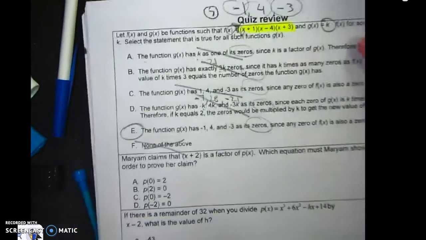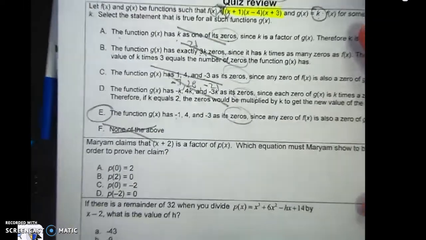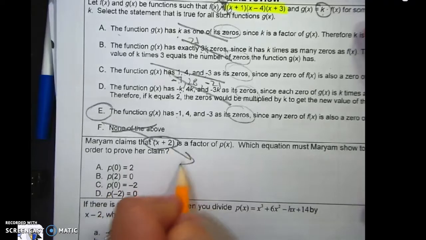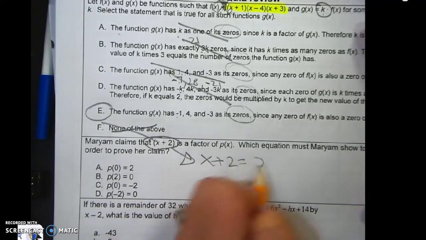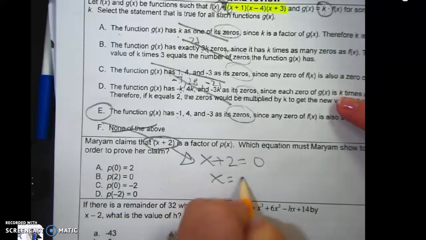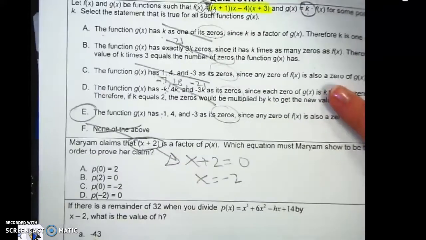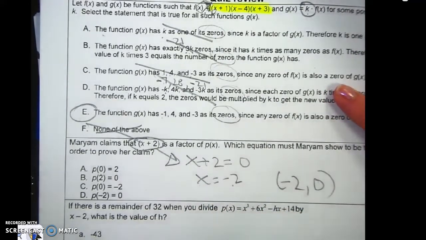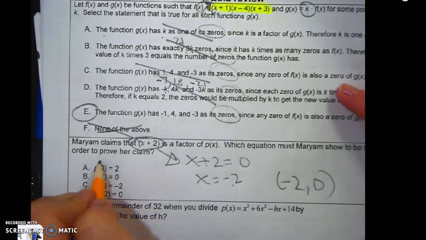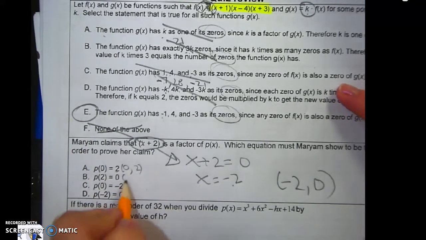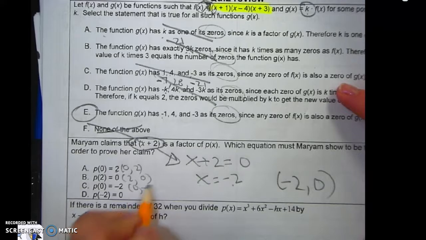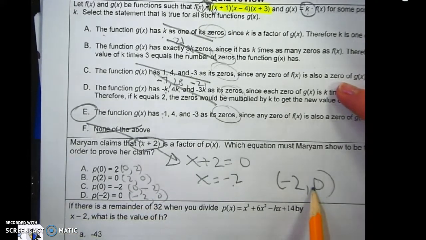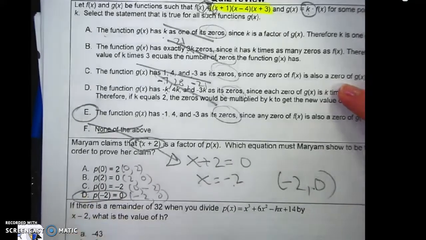All right. Let's look at the next question. So if they're saying this is a factor, if I know it's a factor, if I set it equal to 0, I can get the zeros. So x equals -2. Remember last chapter how you had to write the zeros as a point? So that would be -2, 0. Where if you look here, this is 0, 2. This is 2, 0. This is 0, -2. And this is -2, 0. Therefore, -2, 0 matches letter D.